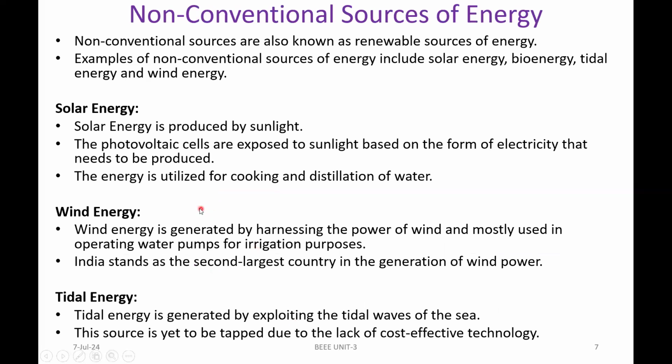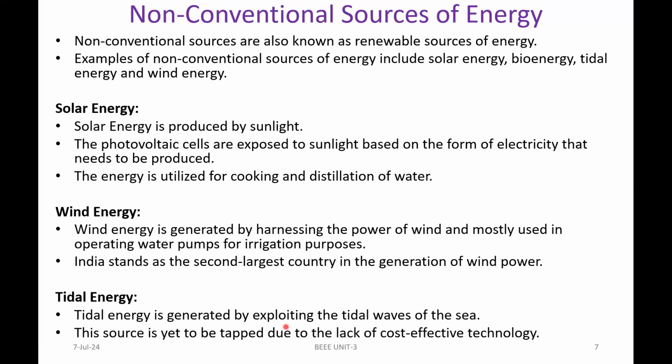Non-conventional sources of energy are mainly solar, wind, tidal. Solar is produced by sunlight. The photovoltaic cells are exposed to sunlight to produce electricity. Wind energy is generated by harnessing the power of wind and is mostly used in operating water pumps for irrigation purposes. India stands as the second largest country in the generation of wind power. Tidal energy is generated by exploiting the tidal waves of the sea. The source is yet to be tapped due to the lack of cost-effective technology to harness the tides in the oceans.